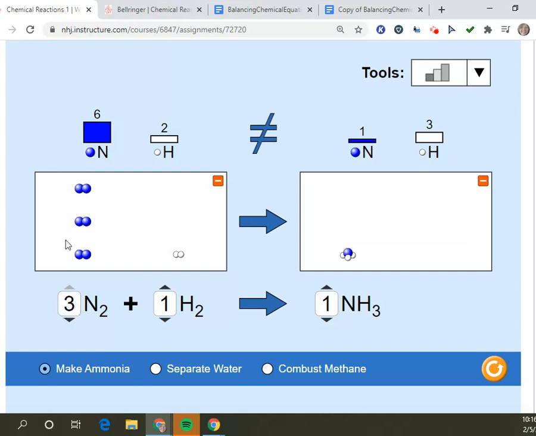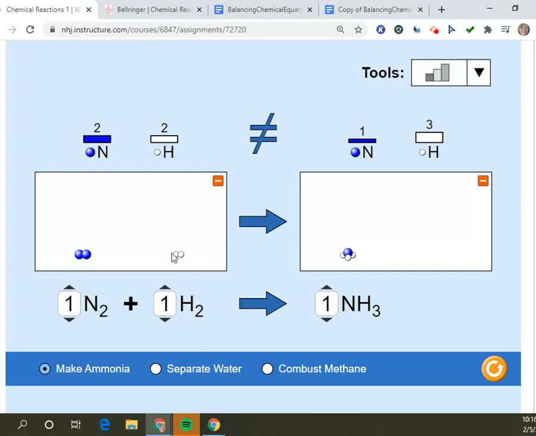So right now I have 3 molecules. That's at a molecular level. In the actual, real world level, these coefficients tell us the number of moles that we need. So we're going to need to kind of keep that in our minds as we go through this unit.